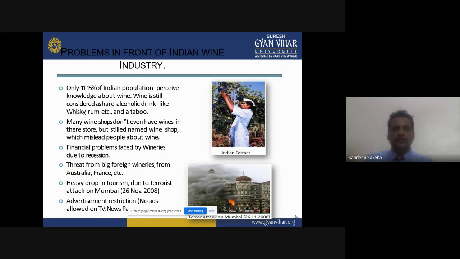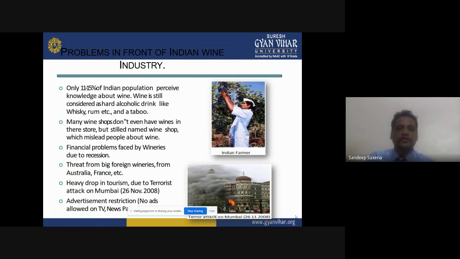Financial problems faced by the wineries due to the recession. Threat from big foreign wineries from Australia, France and many more. Heavy drop in tourism due to tariffs. These are some problems in front of the Indian wine industry.